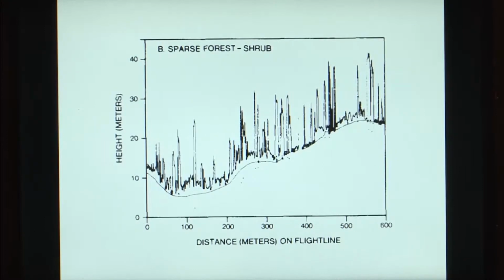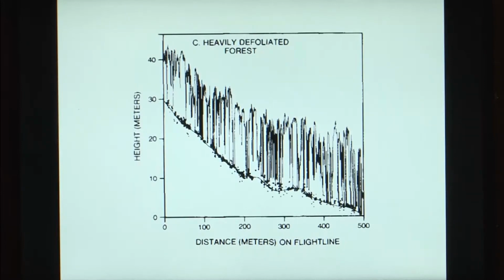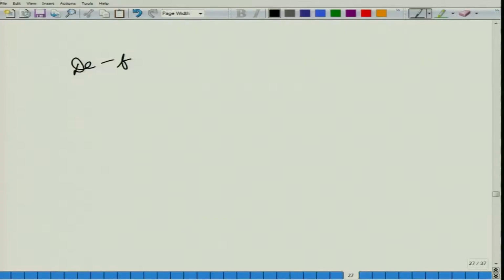So, this is one example of a very dense forest, for instance. Here we are seeing another forest which is a sparse forest that is dominated by shrubs. So, here we are seeing very few trees and a lot of this space has been occupied by shrubs. So, this could be called a scrub forest, for instance. This forest on the other hand is a heavily defoliated forest. So, what is defoliation?